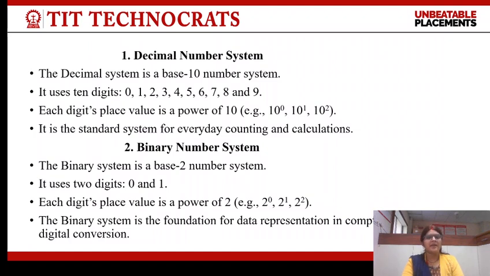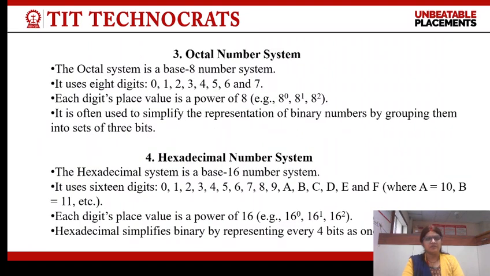Second one is binary number system. The binary number system is a base 2 number system. It uses two digits, 0 and 1. Each digit's place value is a power of 2, like 2 to the power 0, 2 to the power 1, and 2 to the power 2. The binary system is the foundation for data representation in computers and digital conversion.